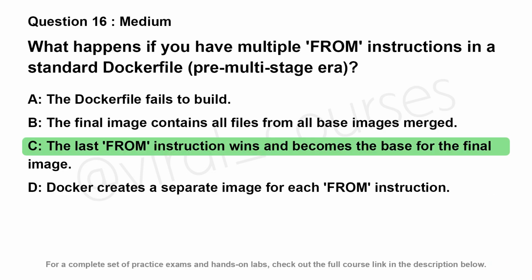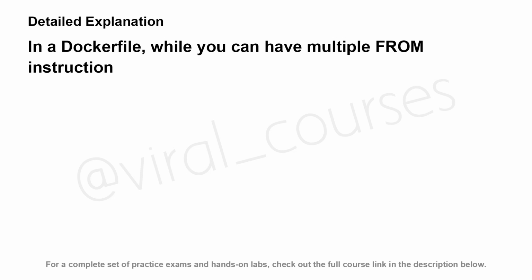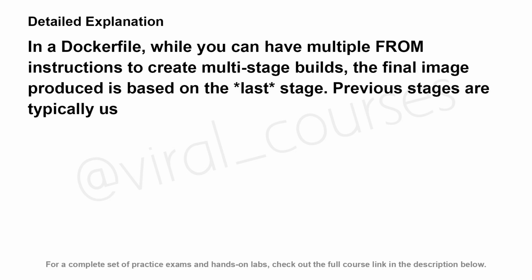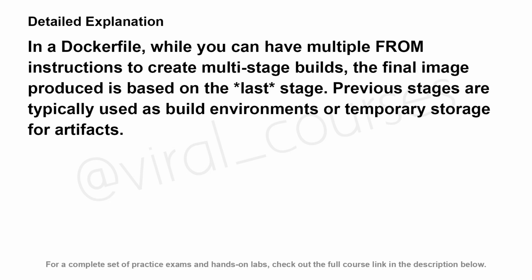The correct answer is C. In a Dockerfile, while you can have multiple FROM instructions to create multi-stage builds, the final image produced is based on the last stage. Previous stages are typically used as build environments or temporary storage for artifacts.